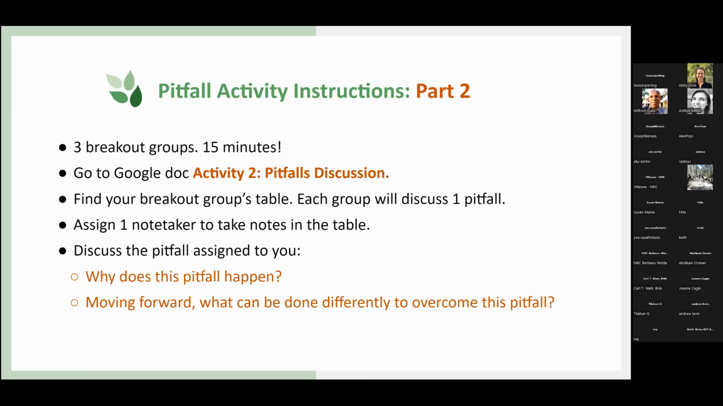We request you to assign one note taker and discuss the pitfall assigned to you in terms of why this pitfall happens, and of course, moving forward, what can be done differently to overcome the pitfall. So we selected number 4, number 6, and number 8. Group 1 will discuss pitfall number 4. Group 2 will discuss pitfall number 6. And group 3 will discuss pitfall number 8.